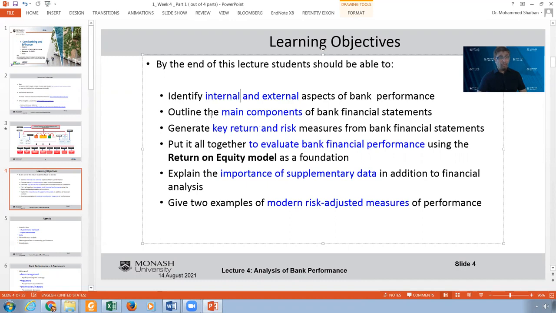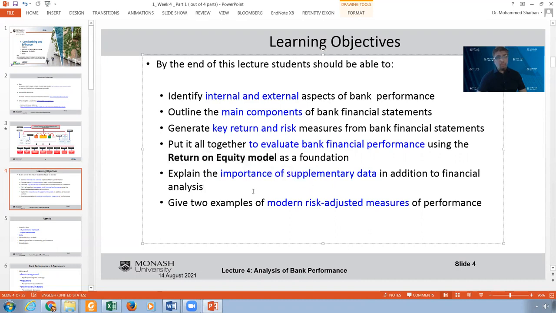Then after that, we will go to the main components of bank financial statements. Now, this is when we start the internal and the quantitative one. We need to see the financial ratios, which I think most of you have seen in other units. And we will talk about the key return and risk, because we have to balance between the risk and the return in a way that we maximize our shareholders' value. Now, as I told you, we will talk about what we call the return on equity model. This is a very good model for our settings as a bank because it connects the risk and the return.